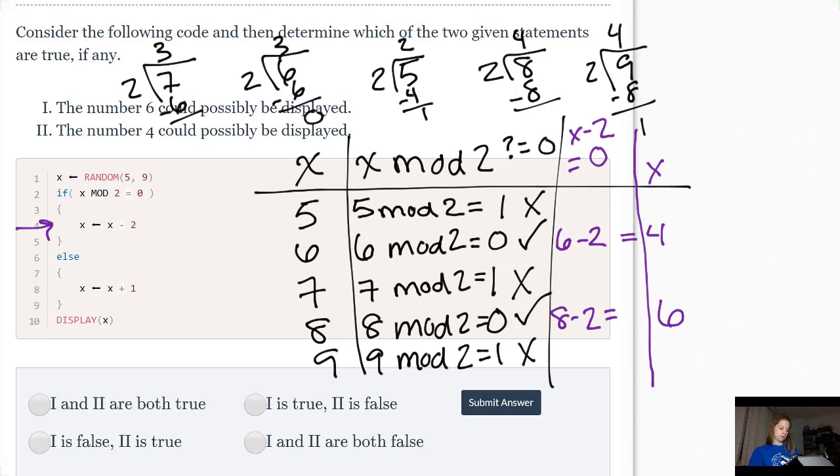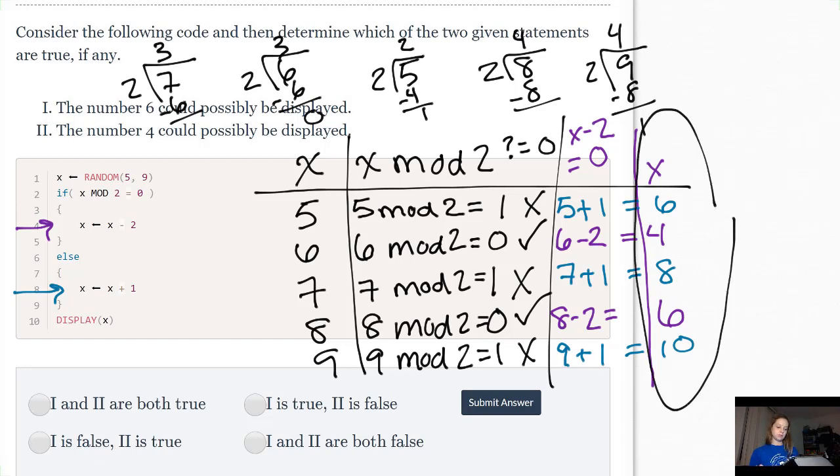Else, x gets x plus 1. So we have 5 plus 1 equals 6. 7 plus 1 equals 8. 9 plus 1 equals 10. Display x. So these are the final x values.